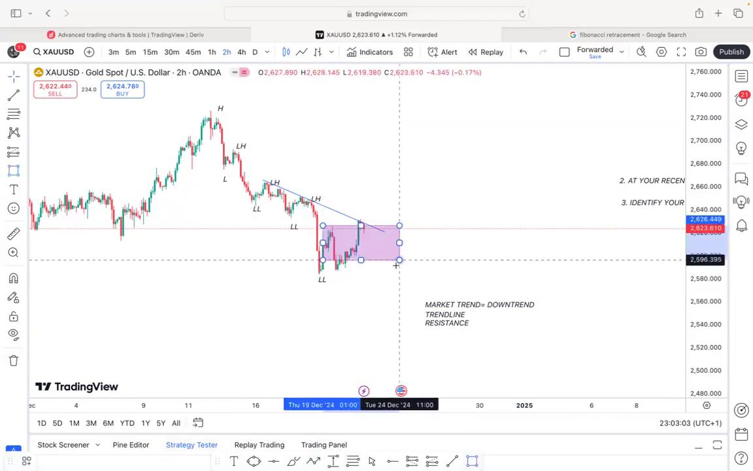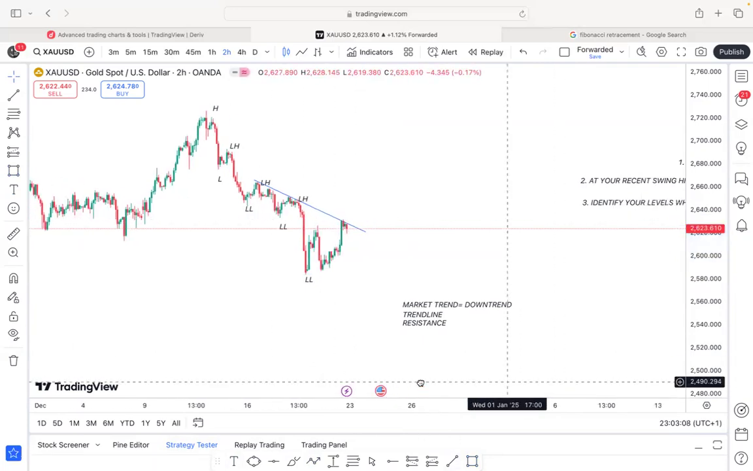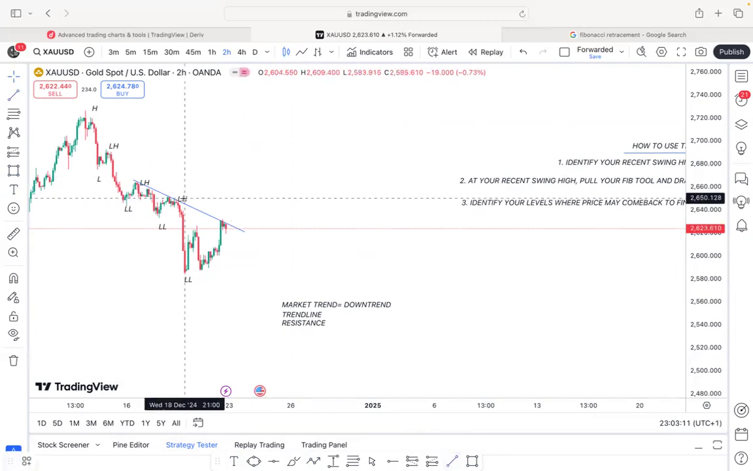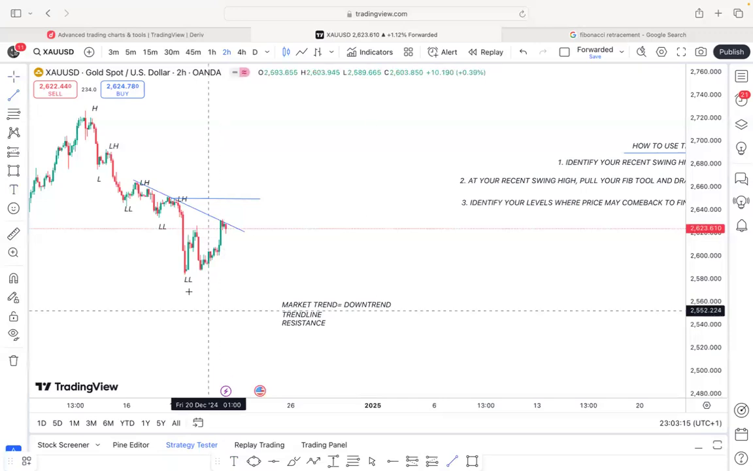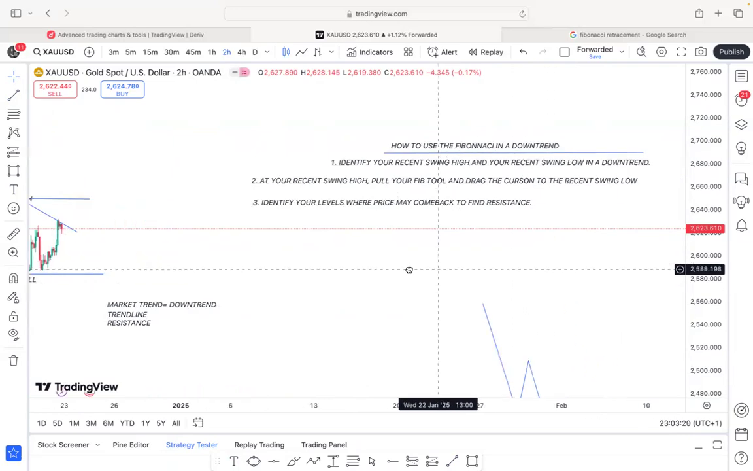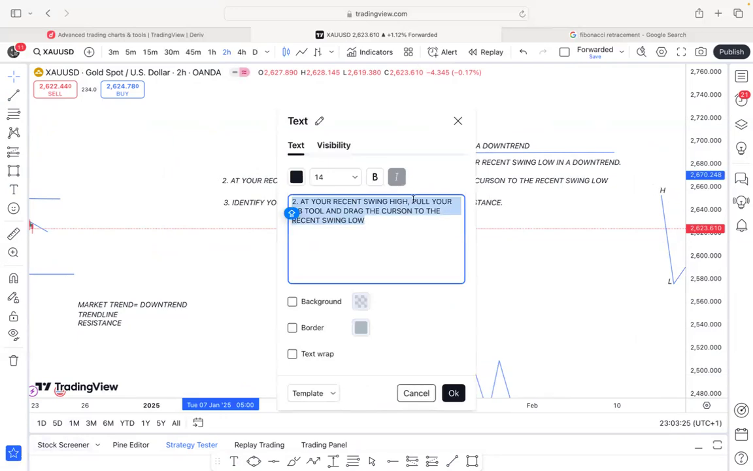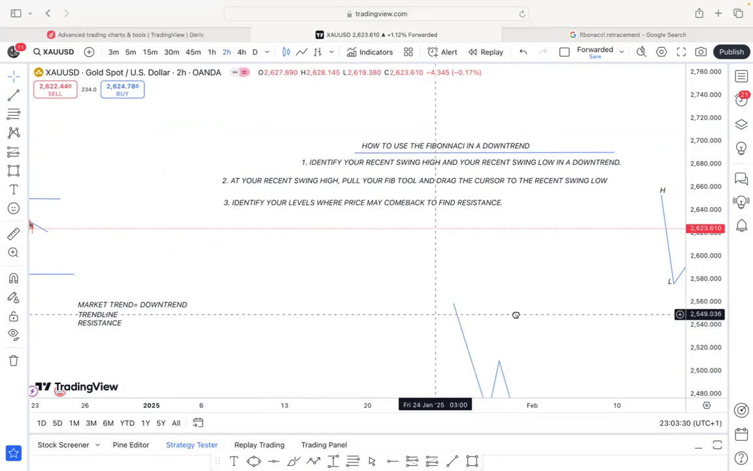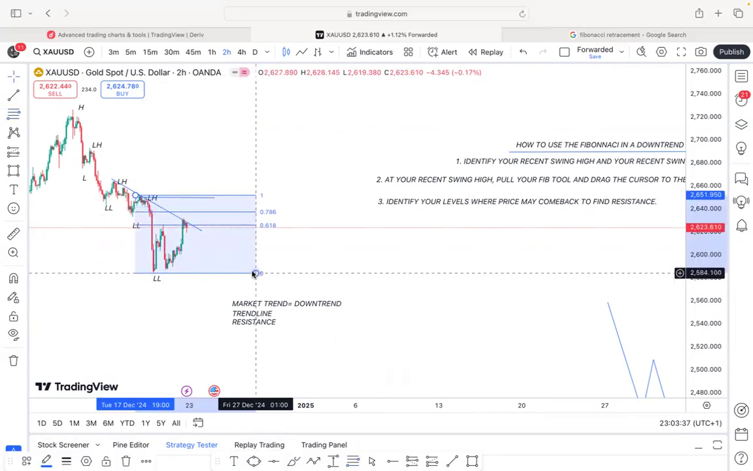Now, first thing we do when we want to use our Fibonacci tool, let's say this whole move like this has not happened, right? Let's say it has not happened. Now, we are going to identify this lower high right here as our recent swing high and our recent swing low. And what next do we do? At our recent swing high, pull out your Fib tool and drag the cursor to the recent swing low. So now this recent swing high to recent swing low. Once you drag the cursor, you can see that price came back to that 0.618 level.